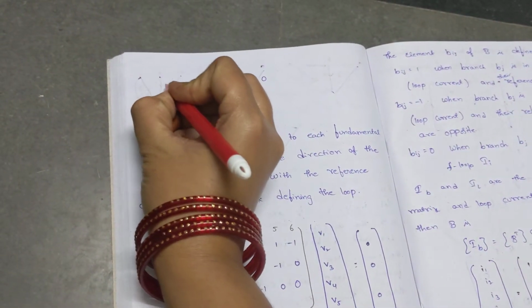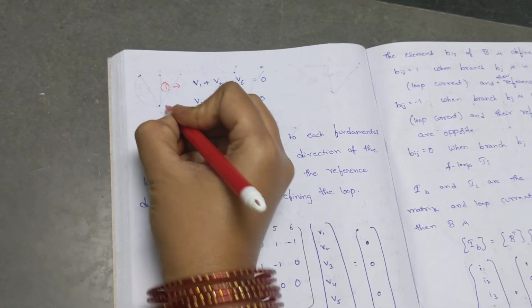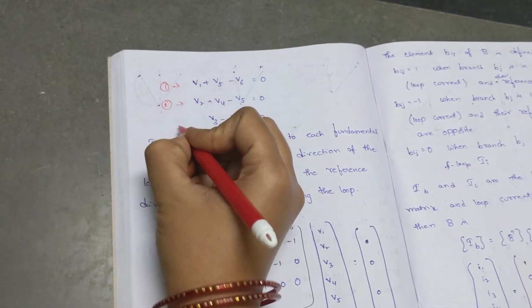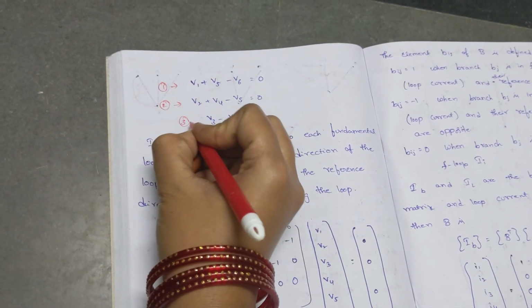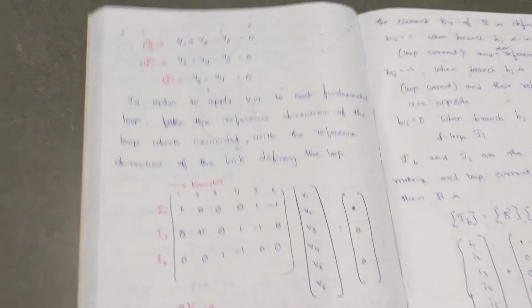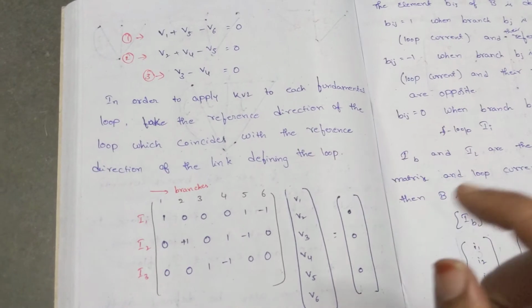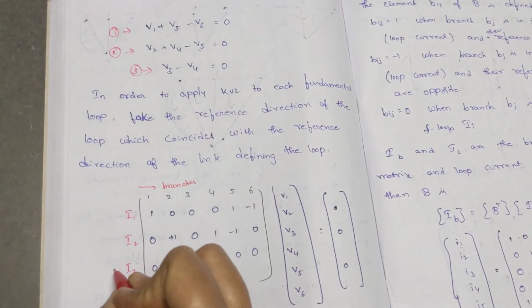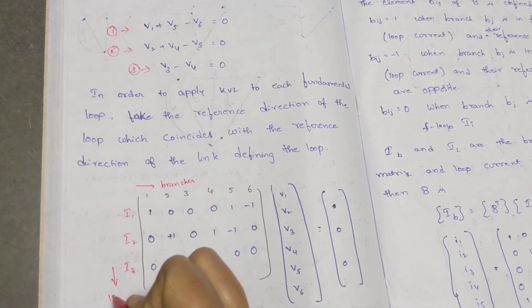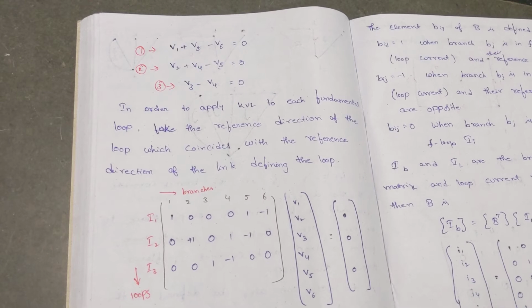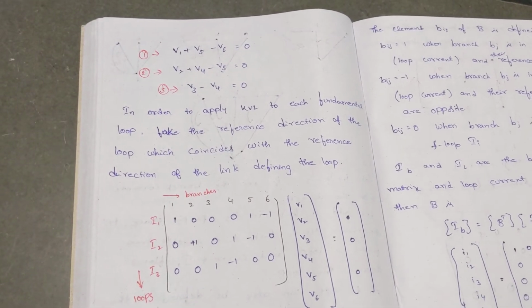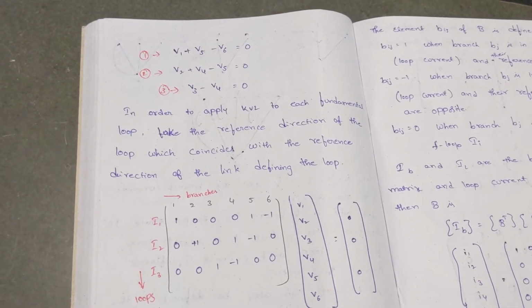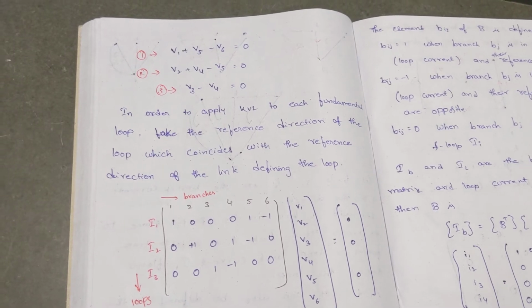So this is related to your loop 1, loop 2 and loop 3. Now we are going to write the matrix in the combination. That means in the combination, the loop currents are on your rows and the number of branches on your columns.